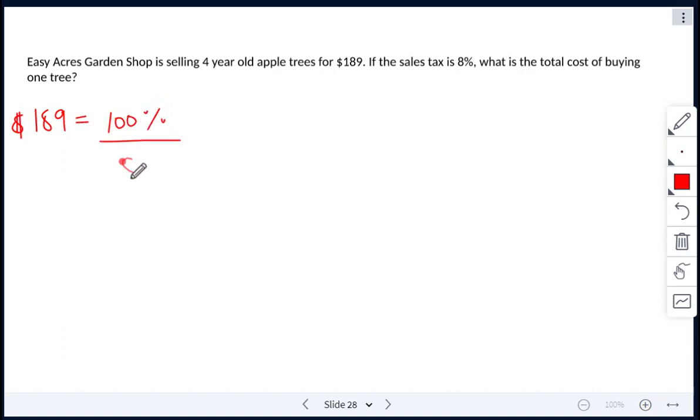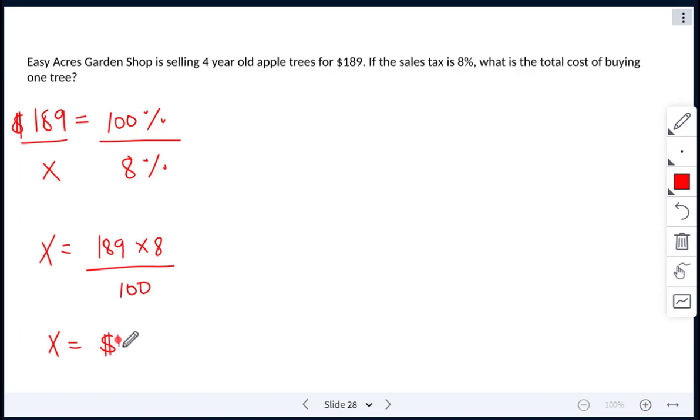The tax is 8%. We have to figure out what that tax is, and then we can figure out the total cost. So we're going to multiply. So 189 times 8 divided by 100. That gives us our dollar amount for the tax. It is $15.12.